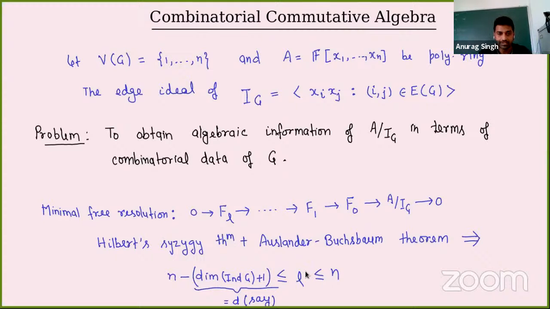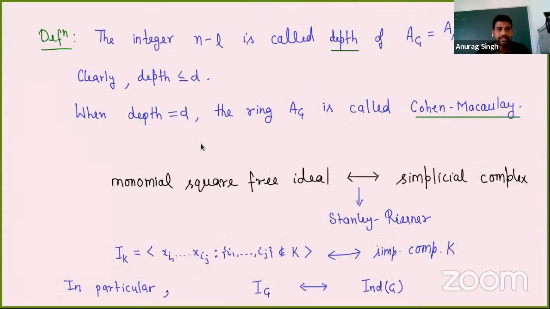The length of this minimal resolution is always between these two numbers, and these minimal free resolutions are unique up to the length, I don't remember who proved it. The integer n minus L is called the depth of this quotient ring, and this inequality tells you that the depth is always bounded above by D. When the depth is equal to D, the ring A_G is called Cohen-Macaulay. So there is a notion of Cohen-Macaulay in algebra as well, and we have seen that there is a notion of Cohen-Macaulay in topological combinatorics. So how are these two notions related?